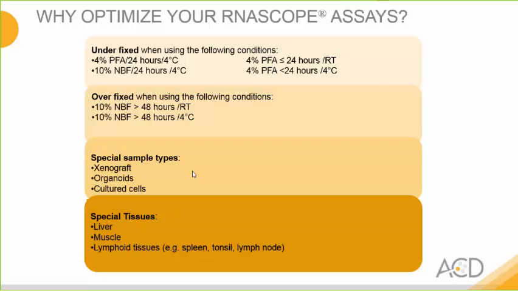So the second example is to pay attention to special sample types that require different pretreatment. For example, we know in xenografts and organoids, the cells are kind of loosely packed, therefore require a much milder pretreat. And so are lymphoid tissues, such as spleen, tonsil, and lymph node, and these tend to require a gentler pretreat. On the other hand, we know liver tissue and heart tissue, which is mostly muscle, are rather tough, and they might require stronger pretreatment conditions.